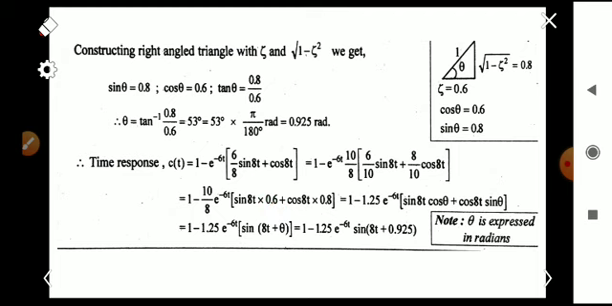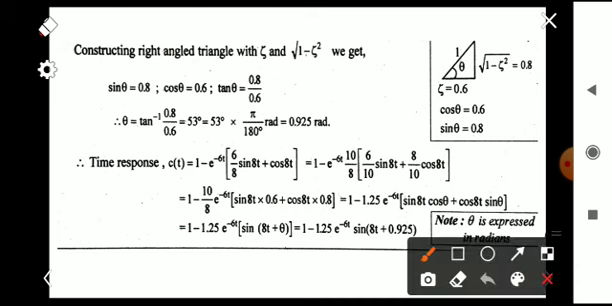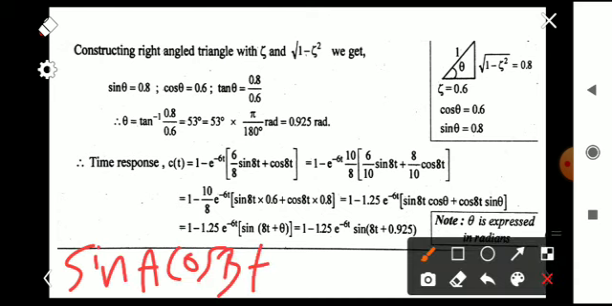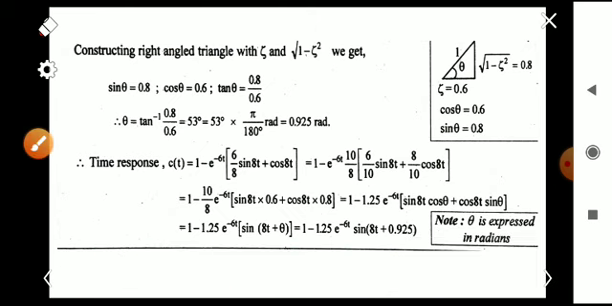So here you can see 6 by 10 becomes 0.6 and 8 by 10 becomes 0.8, and we are substituting 0.6 as cos theta and 0.8 as sin theta. We know that this is in the form of sin a cos b plus cos a sin b, which is equal to sin of (a plus b). So here the equation becomes sin of (8t plus theta).